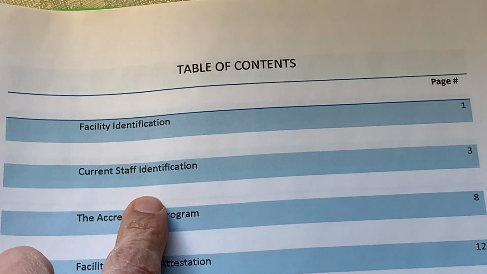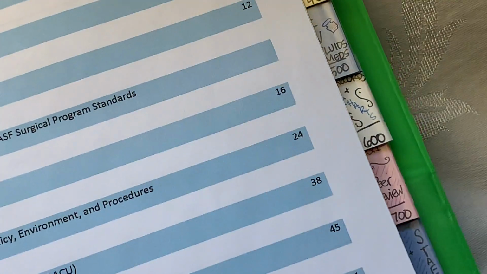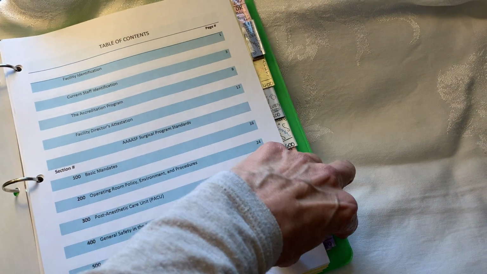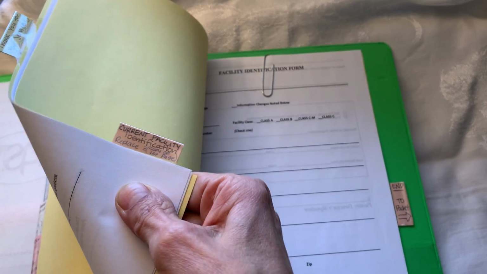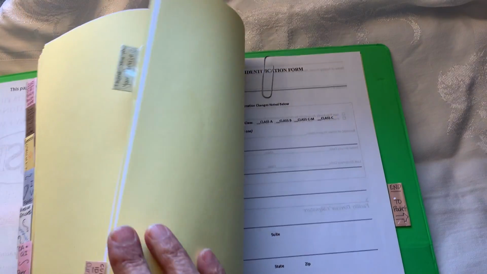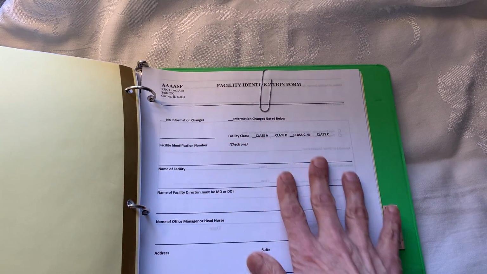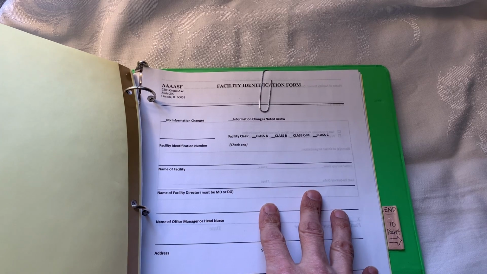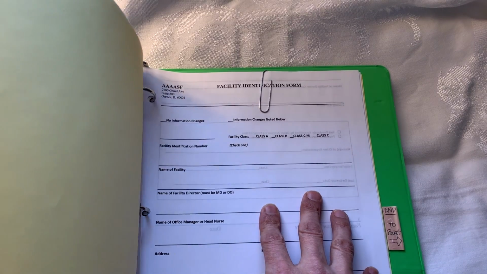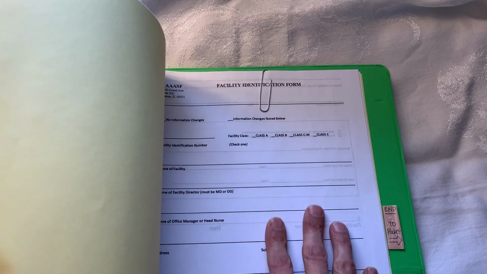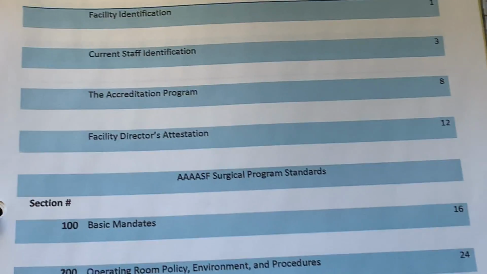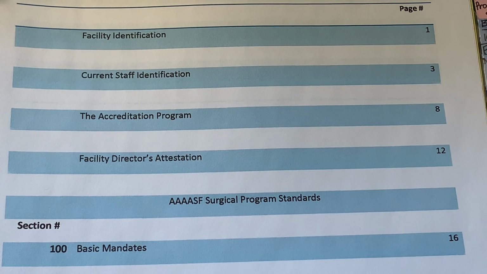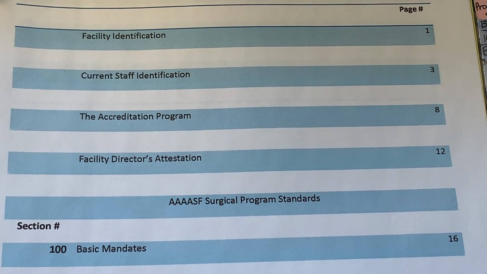The current staff ID, I did move to the back of the manual here, just because I believe the current facility identification is all the stuff we're going to fill out to apply, when we apply for our facility ID number. So right now, facility ID, current staff identification. The accreditation program explains, when you download it, you can read how this all works.